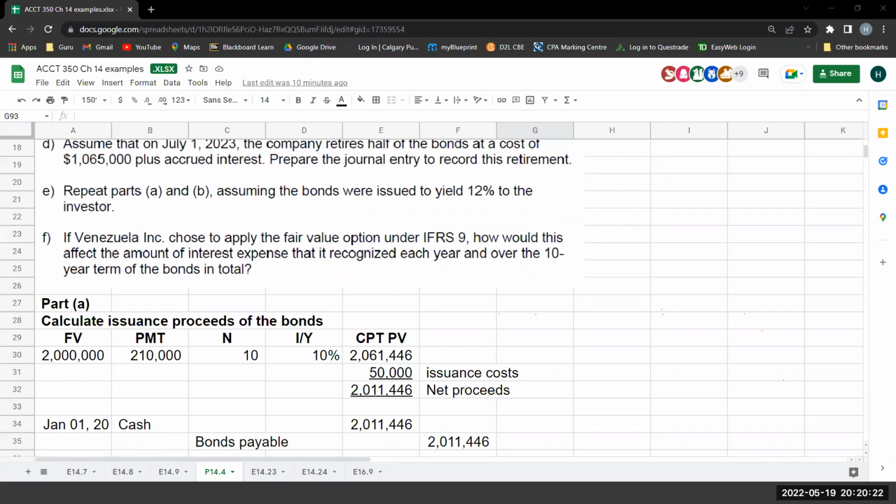Okay, so before we went for the break, I asked you to take a look at the answer to part E, repeat parts A and B, assuming the bonds were issued to yield 12% to the investor. And I briefly showed you that if the bonds were issued to yield 12% to the investor, you'd first need to calculate the present value using 12% as your discount rate. Now, since the bonds only pay interest at 10.5%, if the market rate had been higher than 10.5%, then the bonds would actually have been issued at a discount to face value. Then on top of that, if you subtract $50,000 for the bond issuance costs, that's going to reduce the carrying amount even more. And so the effective interest rate would work out to more than 12%.